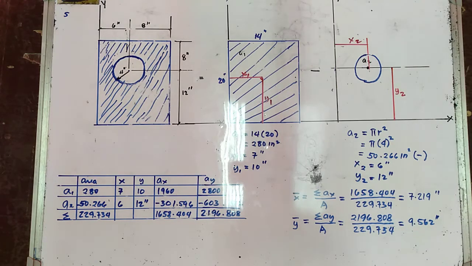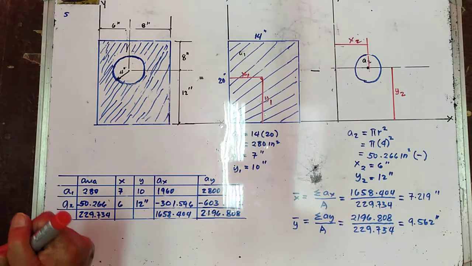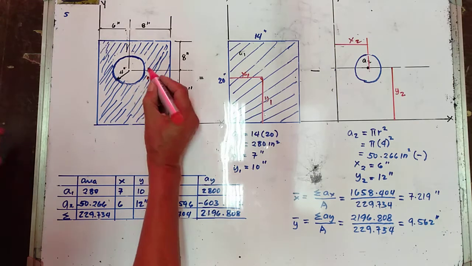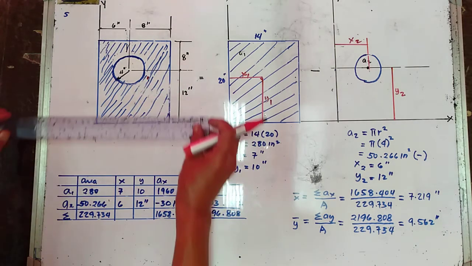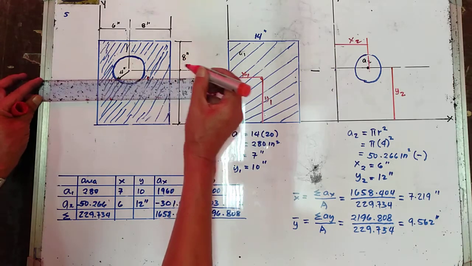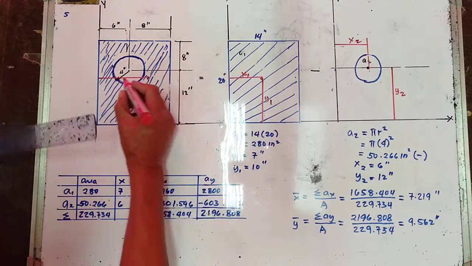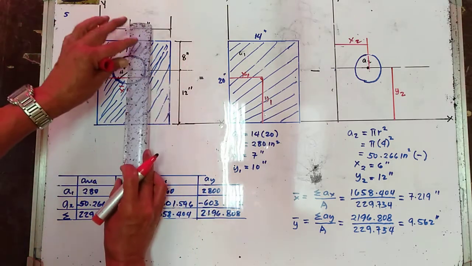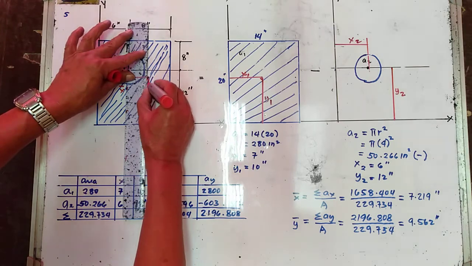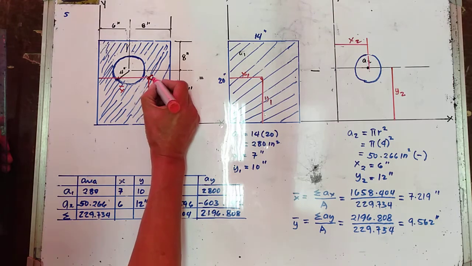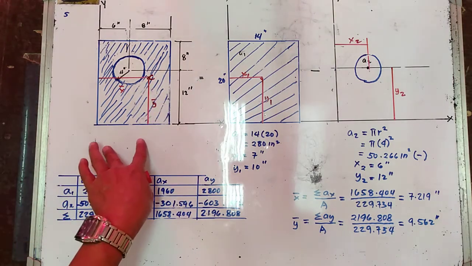Hence, the centroid of this area is located at 9.562 and 7.219 inches. So this is around at this point. That is therefore the centroid of the given area. So this is your bar X, and this one in here is now your bar Y. So this is the centroid of the given figure.